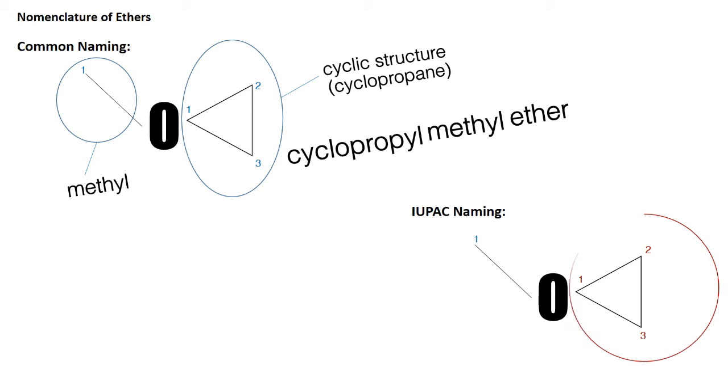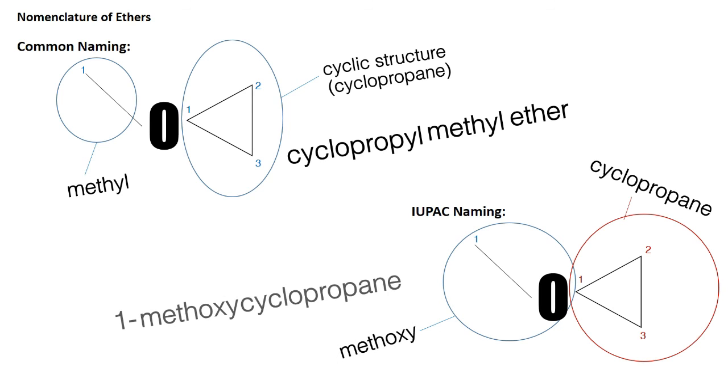The cyclic structure is prioritized, which is the cyclopropane. And the alkoxy group has only one carbon, thus it will be methoxy. 1-methoxycyclopropane.